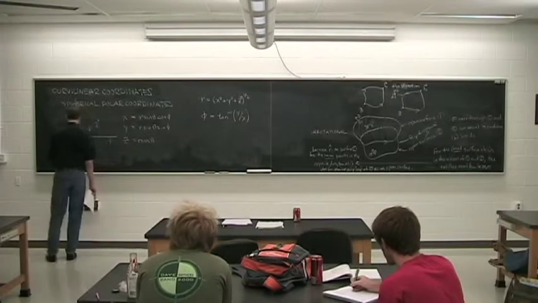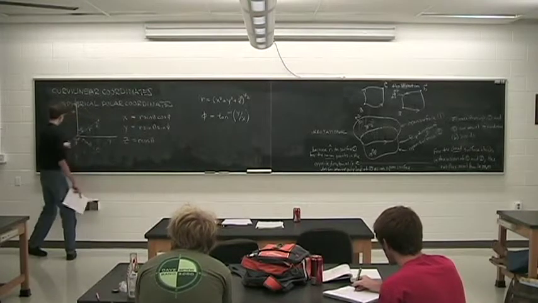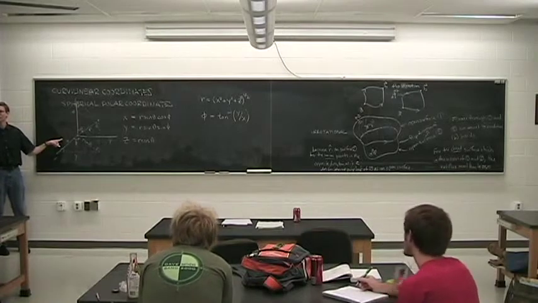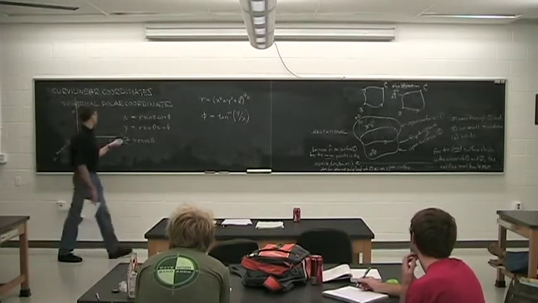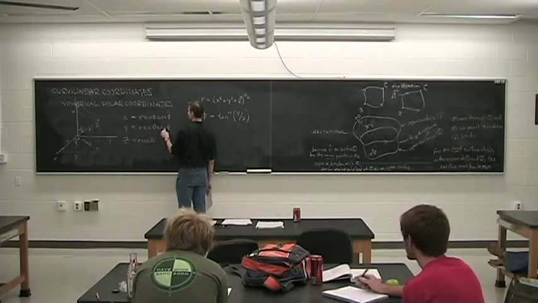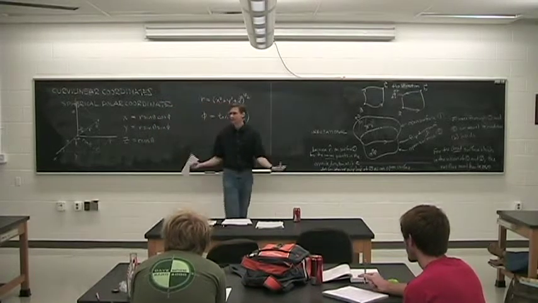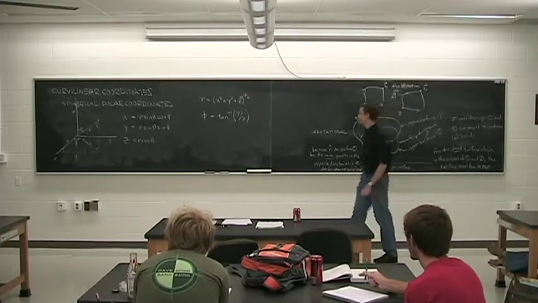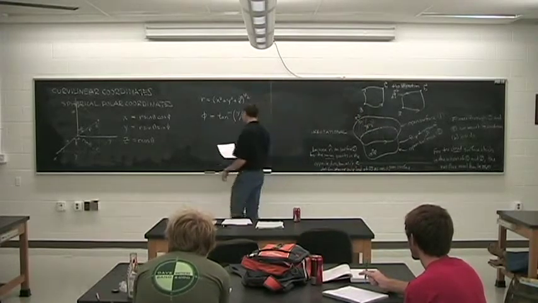You can either just look directly at this right triangle right here and say tan phi is y divided by x, and there you go. Or you can just divide y over x, and the r sine thetas will cancel out. You'll get sine phi over cosine phi, which is tan phi. So tan phi is y over x, or in other words, phi is inverse tangent of y over x.